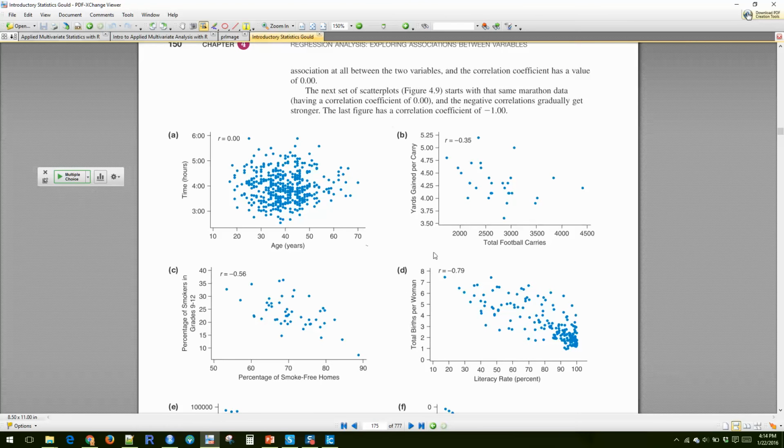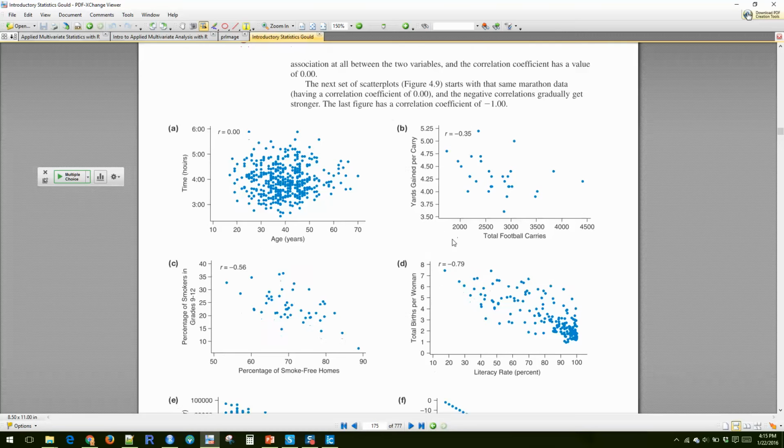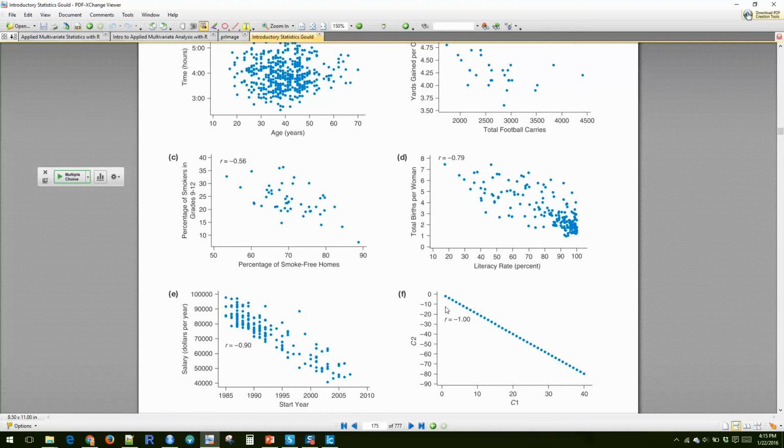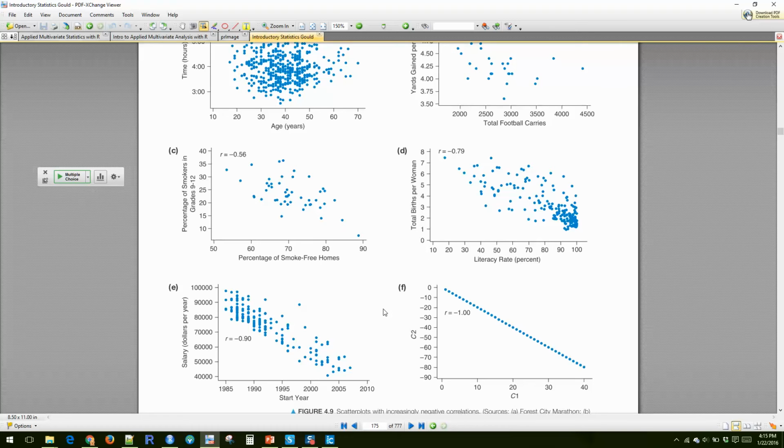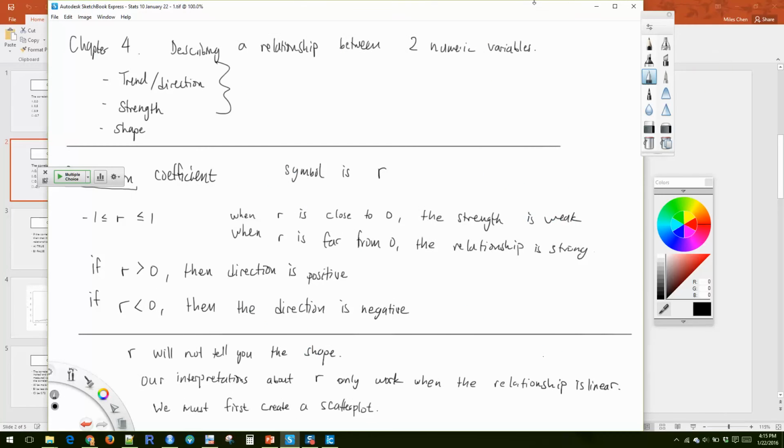And so here we've got the negative side. Literacy rate and total births per woman: negative correlation. Total number of football carries and yards gained per carry: also negative correlation, but weaker. And as we go further and further, they get more and more negative until we get r equal to -1, forming a perfect straight line. So r will tell us the strength and the direction of a relationship.